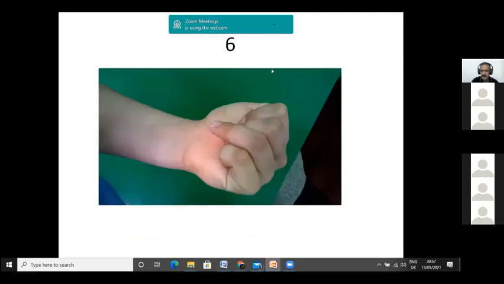So Akhil, can you read what this is? The patient is trying to hold a fist and you can see this is the appearance.